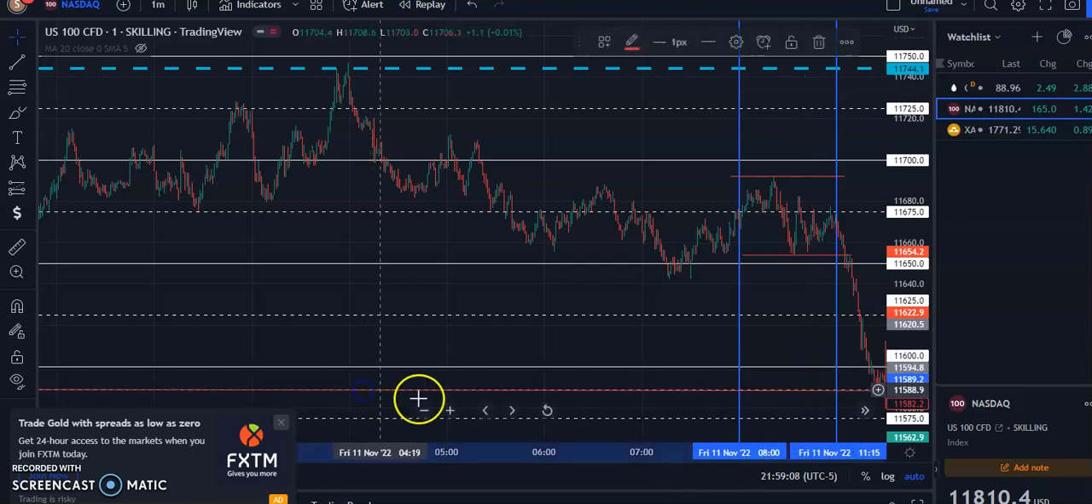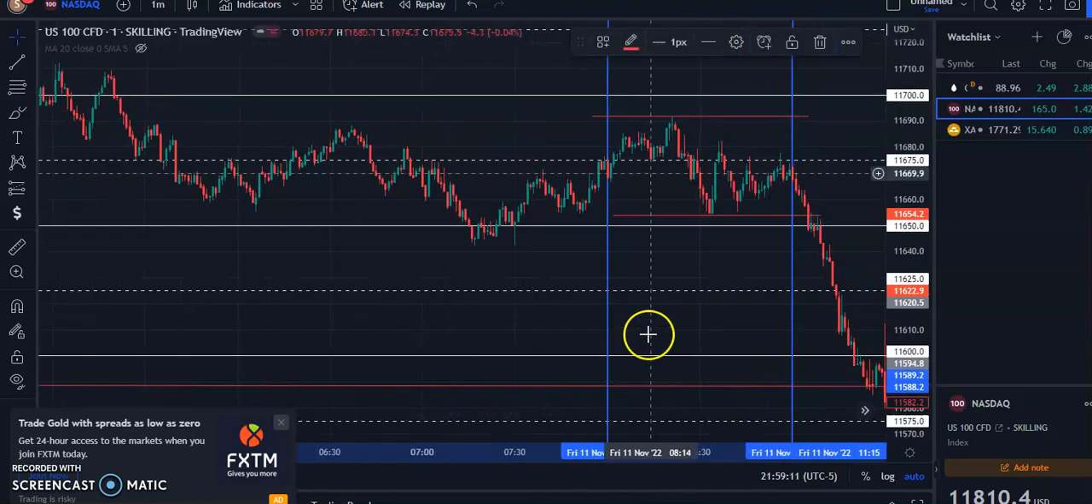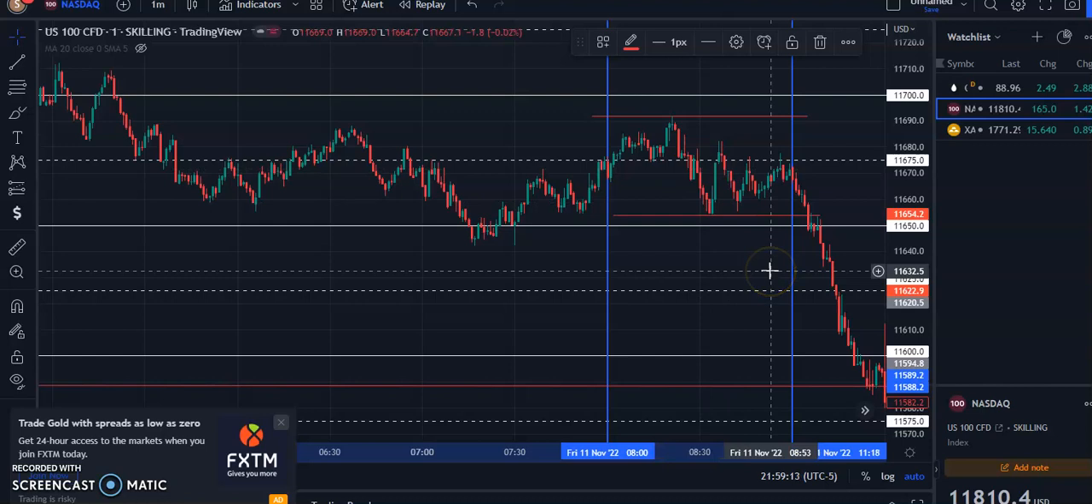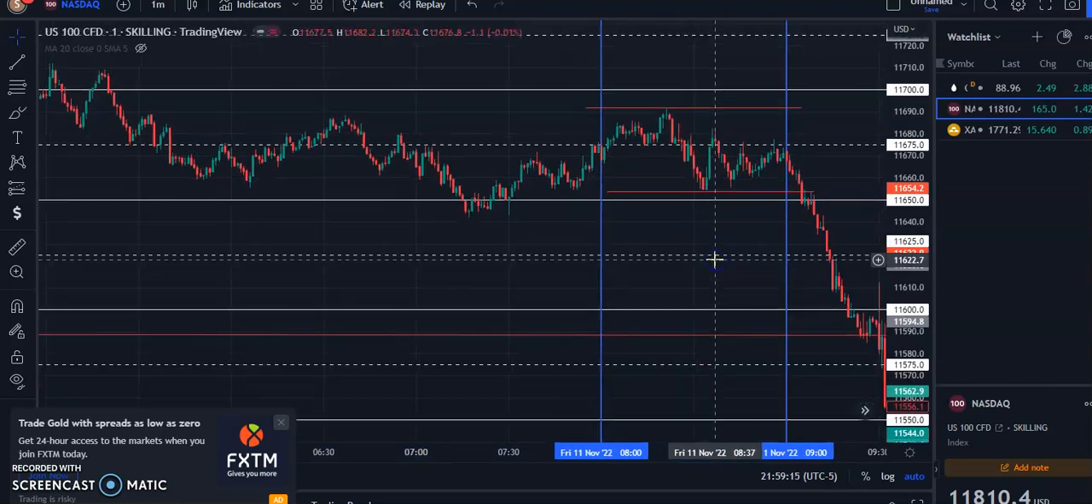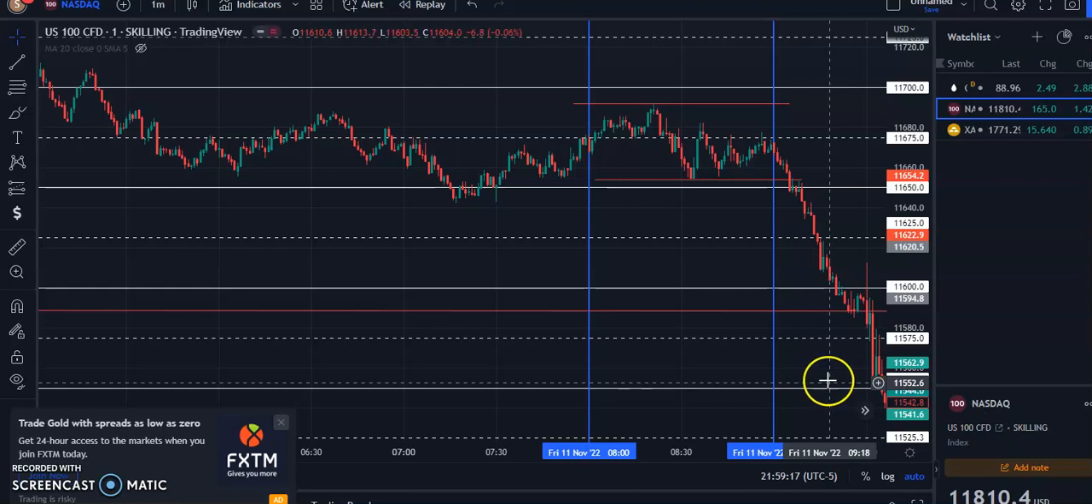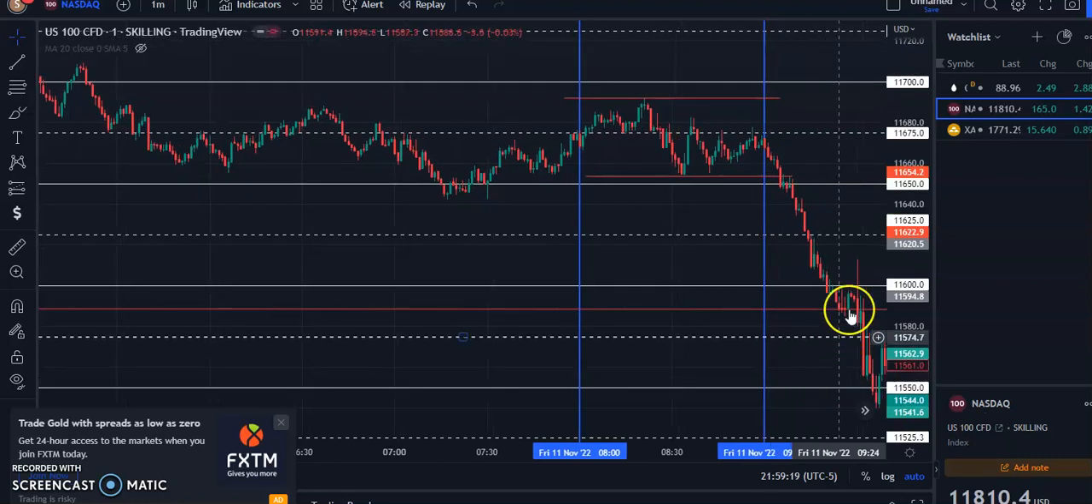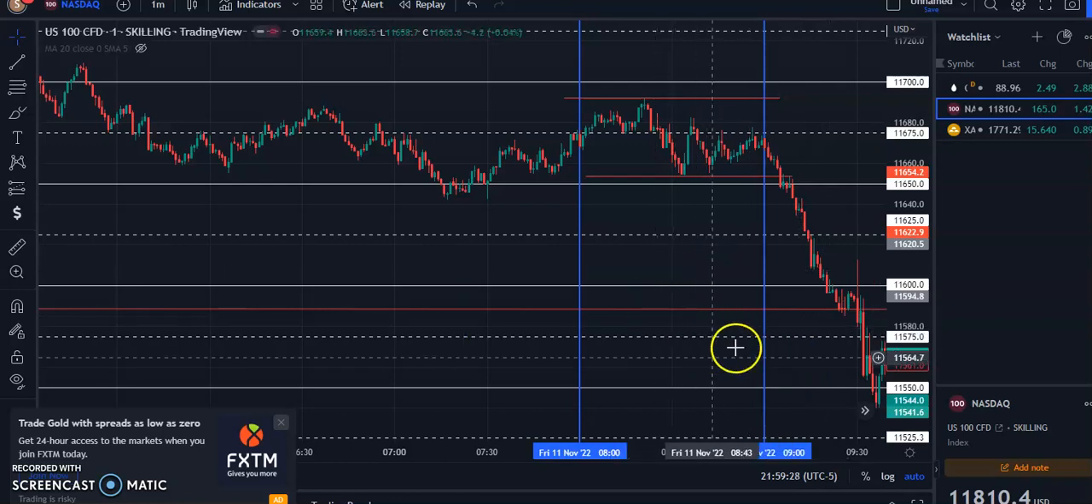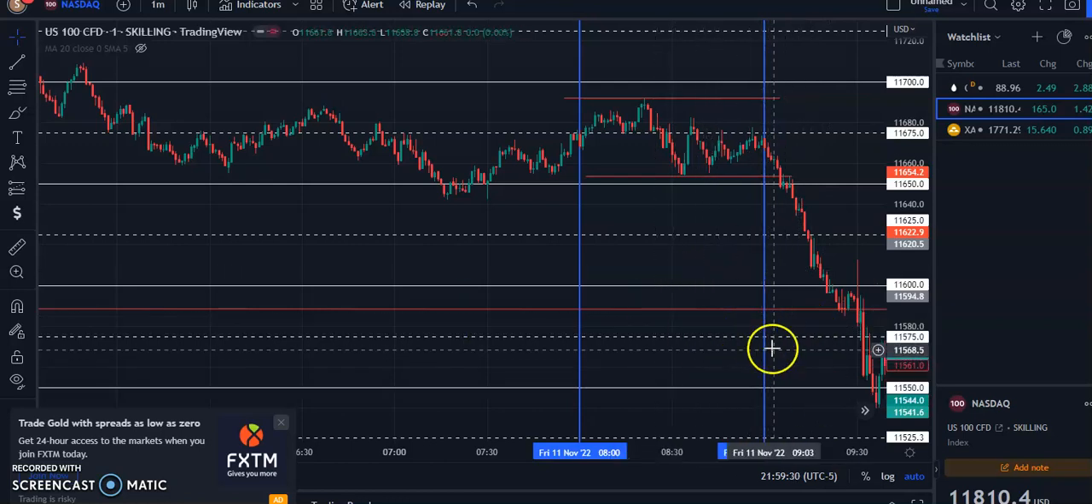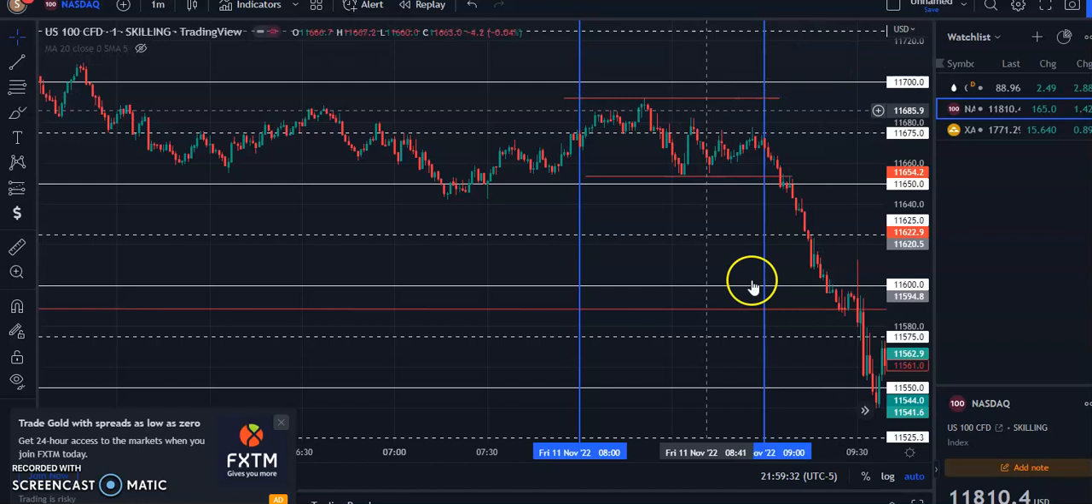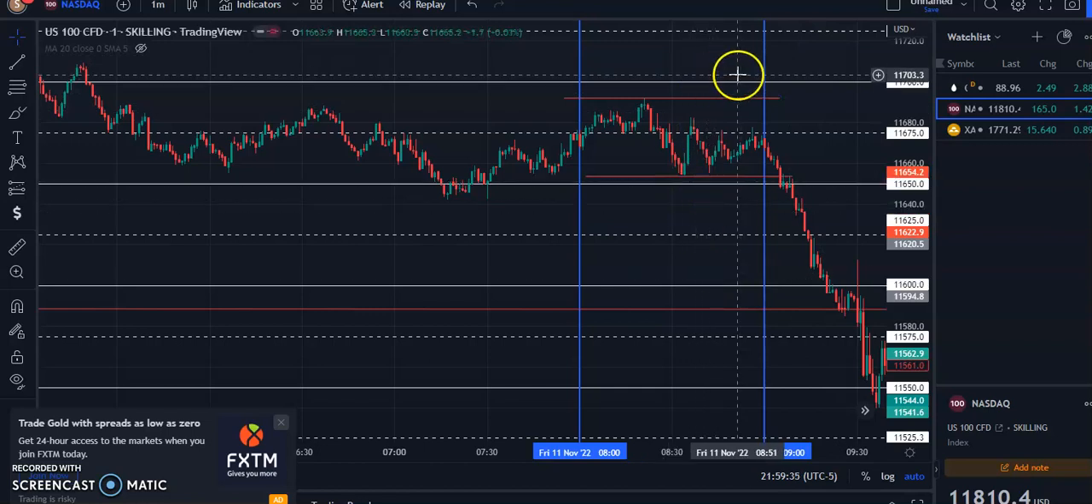Now, the market came down and continued lower for 50 pips below the low of the day. Now, this is where the money is. Where is the money? The money is at the low of the day, the high of the day, high of the session, low of the session. But you have to understand the dynamics first.